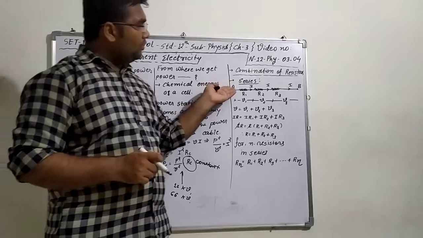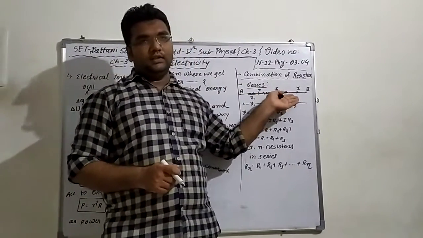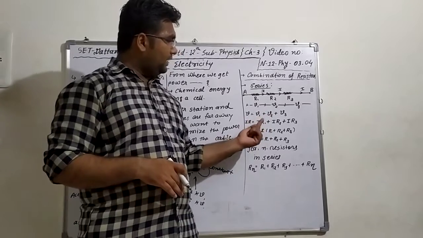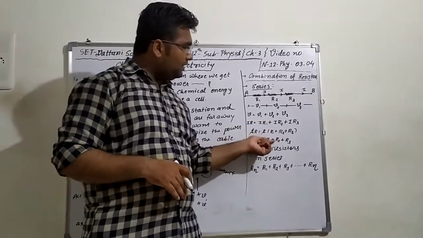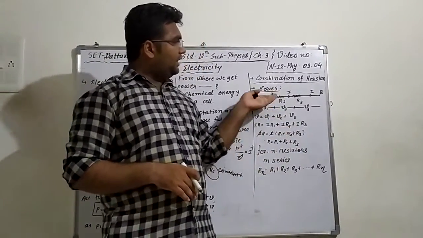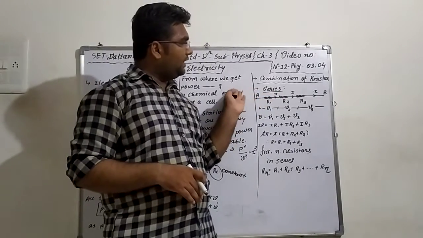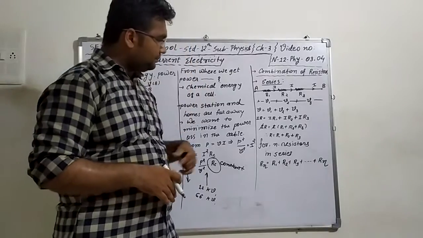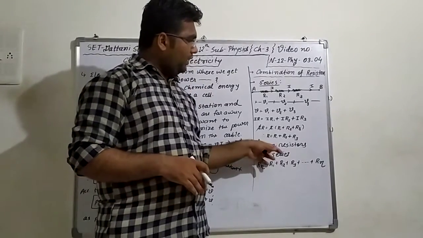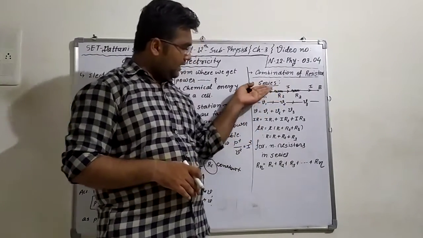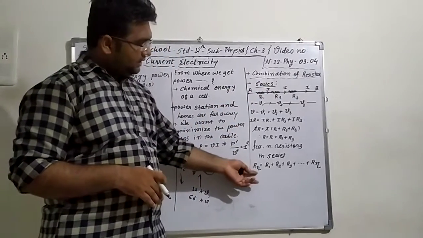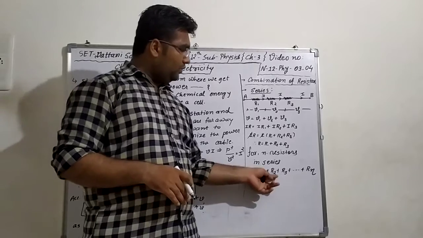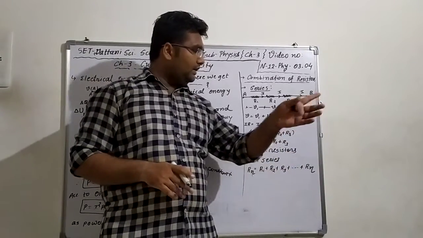If we remove these three resistances and connect only one resistor of value R1 plus R2 plus R3, then we get the same current as before. Now if we have n resistors in series, then we get the equivalent resistance Rn equal to R1 plus R2 plus R3 up to Rn.